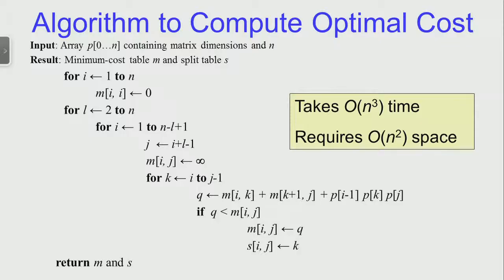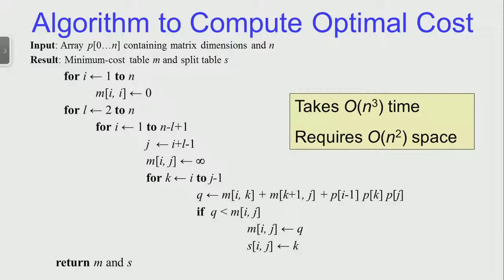The result of this algorithm is we get a min cost table and a split table. These are two arrays that we get. The min cost table stores the value of the minimum cost parenthesization of the chain multiplication involving the chain of matrices a i plus 1 up to a j. Similarly, the split table, the entry s of i j stores the value of the index k at which the chain a i to a j is to be split.